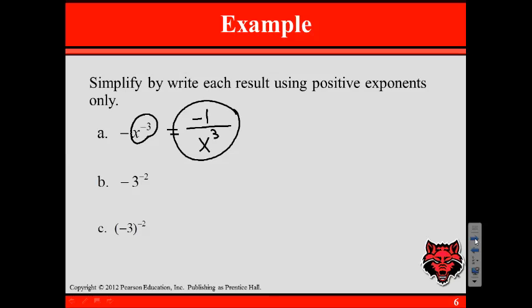Let's try the same thing with part B. We have negative 3 raised to the negative 2. And just like in example A, the negative 2 only applies to the 3. It does not apply to the negative because we do not have parentheses that trap the negative with the 3.